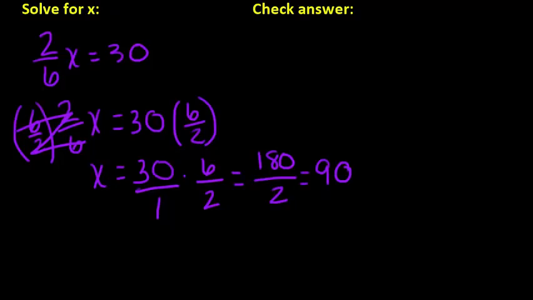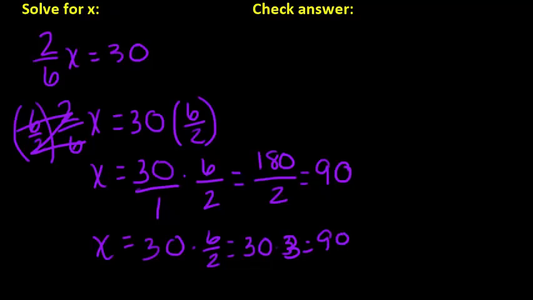The second way we could have solved this, when we had x equals 30 times 6/2, we could have gone ahead and simplified this improper fraction of 6/2, which is 6 divided by 2, and that is 3. So that would be 30 times 3, and that also equals 90.